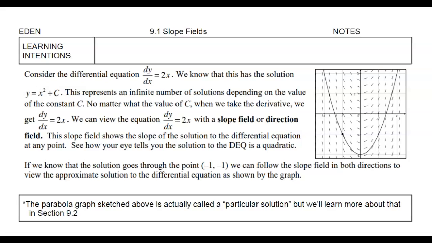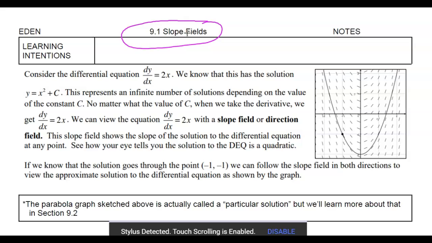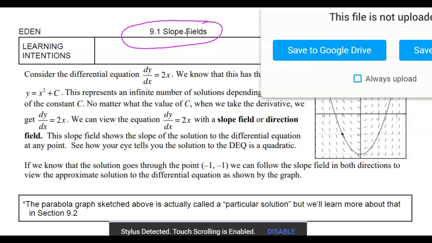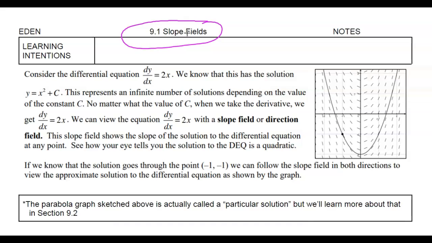So we are going to start Unit 9, which is about slope fields and separable differential equations. So slope fields, this is going to be a quick lesson. Basically, if you take a differential equation, which is really just a fancy word for a derivative, okay? I'm going to let the derivative function equal 2x. So we know if we would integrate this, we would get y equals x squared plus c.